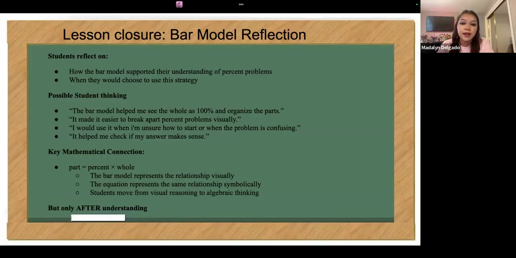As for the key mathematical connection: part equals percent times whole. The bar model represents the relationship visually. The equation represents the same relationship symbolically. Students move from visual reasoning to algebraic thinking, but only after they understand the bar model reflection.